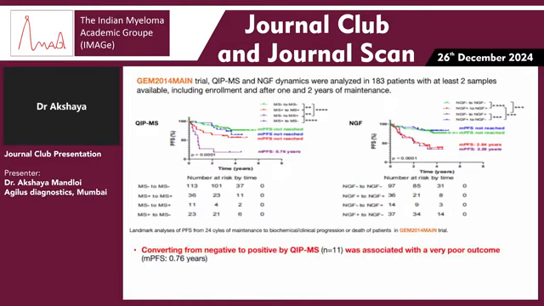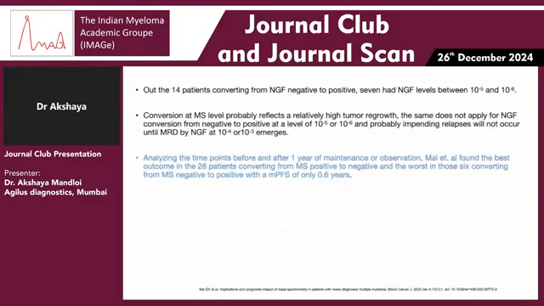And we can see that converting from negative mass spectrometry to positive mass spectrometry was associated with a very poor outcome, where the median progression-free survival was less than 1 year, while conversion of flow cytometry negative to flow cytometry positive did not significantly differ from sustained positivity. So of all the 14 patients converting from flow negative to flow positive, 7, approximately half of them, were between the level of very low MRD, 10 to the power minus 5 to 10 to the power minus 6.